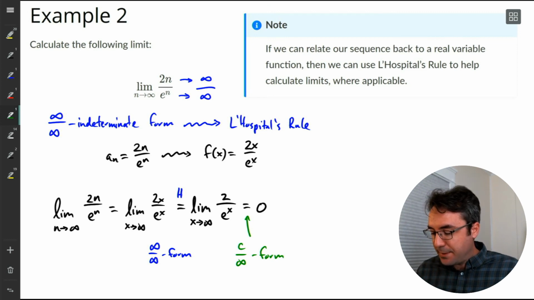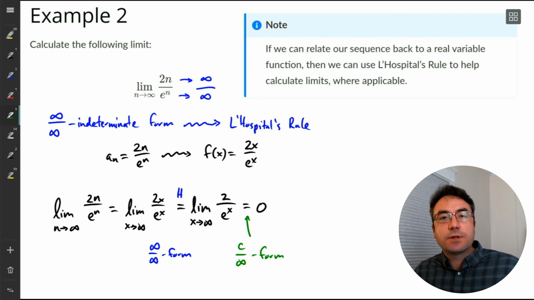All right, so we're going to stop there for today. And tomorrow we'll just look at some more sequences, try to calculate limits. There's going to be some other techniques that we discuss, but we'll see those then.